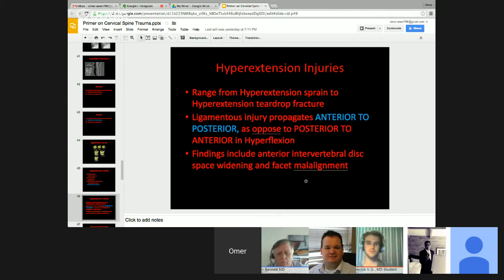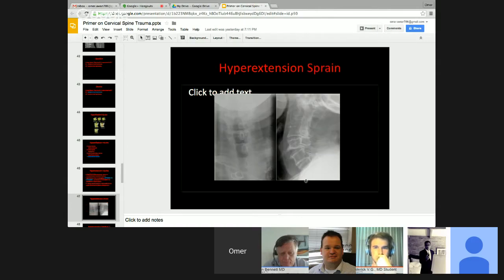So again, the anterior longitudinal ligament is going to be the first ligament disrupted in hyperextension injuries. And the findings are a little different too. Remember that in hyperflexion injuries, we talked about widening of the interspinous processes or the posterior intervertebral disc space, but here we're going to have widening of the anterior intervertebral disc space. That's going to be a clue that there's a hyperextension injury. And we're going to have facet malalignment, which we can also see in end-stage hyperextension injury.